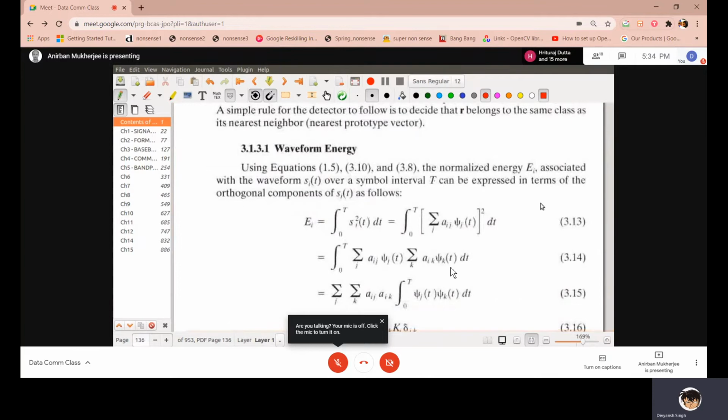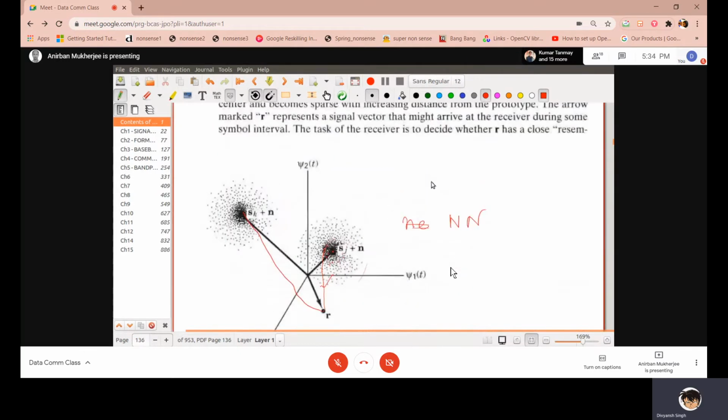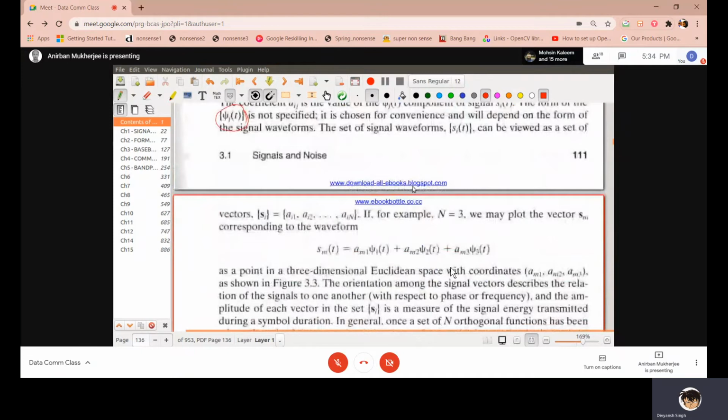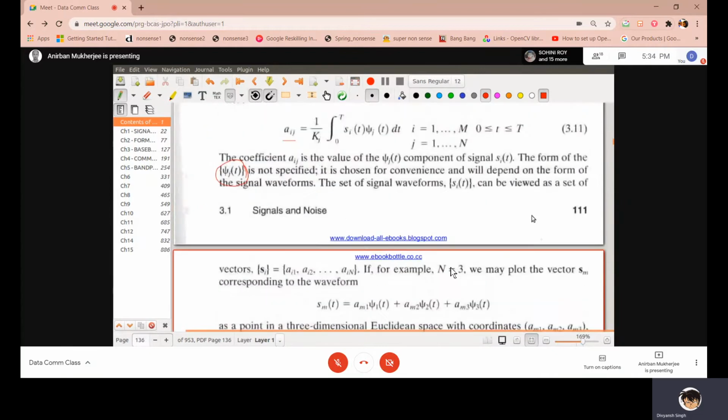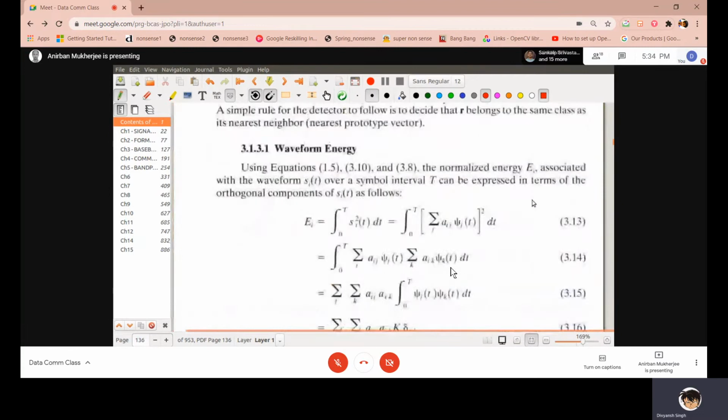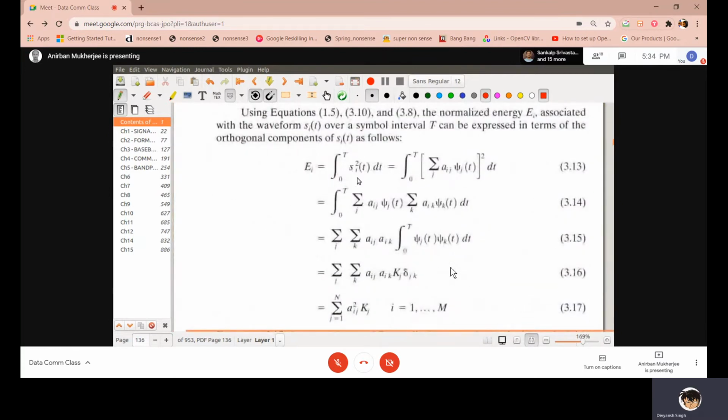Now, let us talk about the waveform energy. What is waveform energy? You see, it is the normalized energy Ei associated with the waveform Si(t), where Si(t) is the prototype waveform, something like this, say S2(t). So the energy is the integral from 0 to T of Si squared(t) dt.